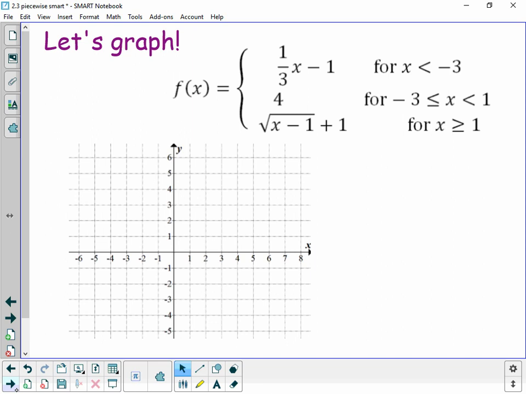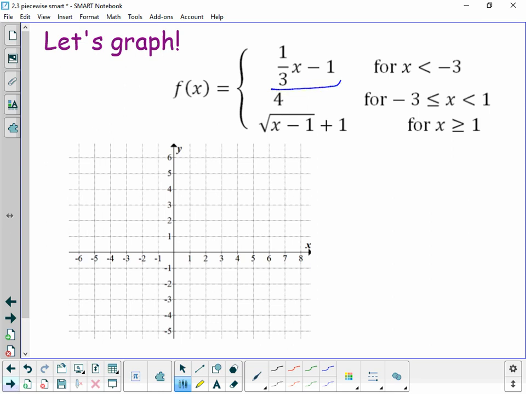Okay, so now let's work in the other direction. If you know the equation, can you sketch the graph? Well, again, you just graph each of those equations, but only keep the part that's indicated.